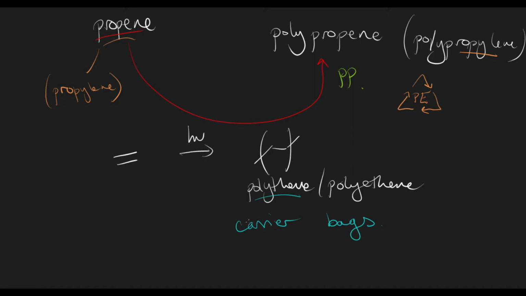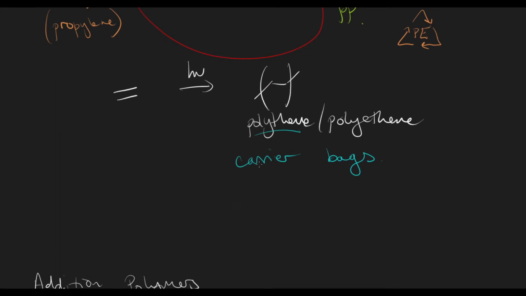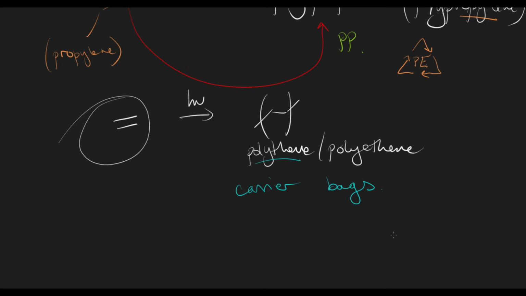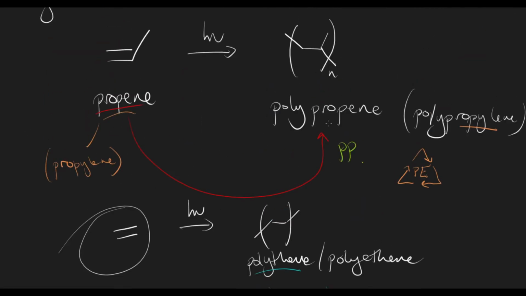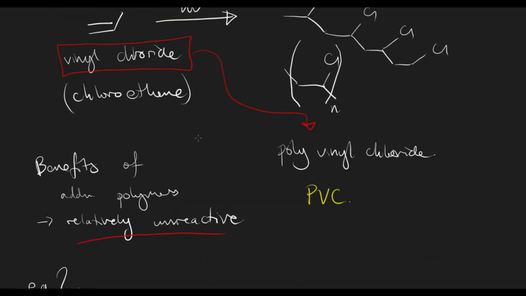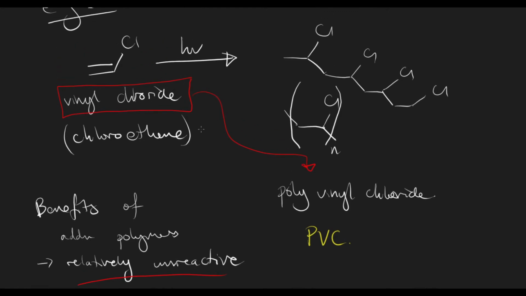So we know now that addition polymers are unreactive. We know how to name them. We simply take the name of the monomer, which is the starting molecule like this one, and we add poly to the front of it. We know that some common polymers that we use all the time in our lives come from very simple monomers. So polythene for carrier bags comes from a really simple monomer, ethene. We know that polypropylene comes from propene, and polyvinyl chloride, PVC, comes from vinyl chloride or chloroethene.